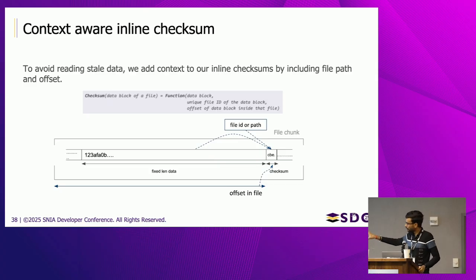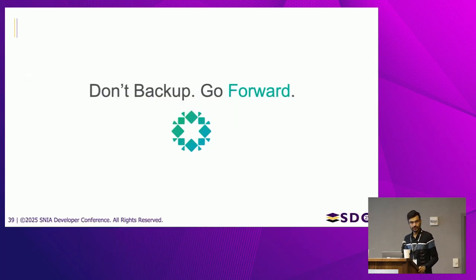Adding this context ensures that a read on stale data would fail, because the file IDs will not match even if you point to the stale data in some other file. And even the zero CRC coincidence will not happen here, because you are including the file offset in the file. So this is how we improved our inline checksum mechanism after this corruption. So yeah, that's all we had. Any questions?